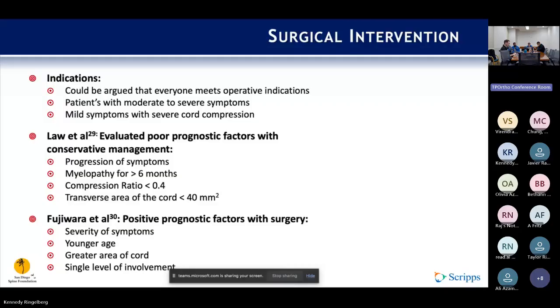Again, sort of just bringing to mind the measurements that I mentioned before, as they're associated with poor prognostic factors as it relates to conservative management. Patients who do well with surgery, which is something to keep in mind when counseling people, are patients who have milder symptoms, patients who are younger, and then patients who don't have as significant of spinal cord compression on imaging. And also, the more levels that are involved, the worse patients tend to do.